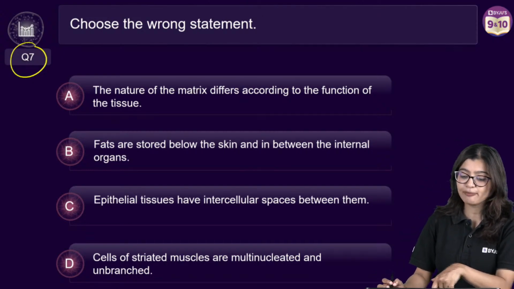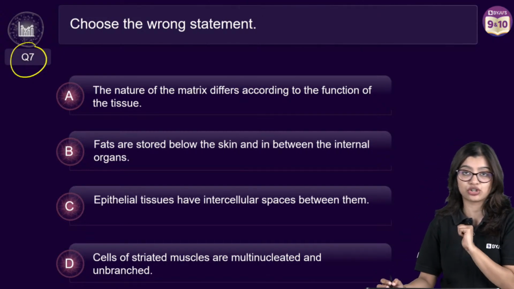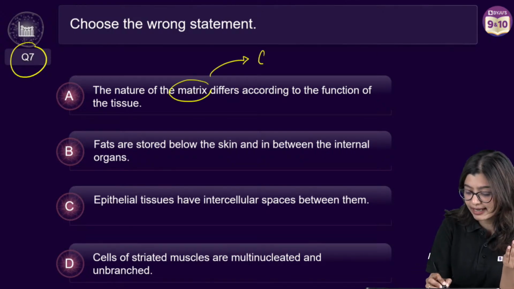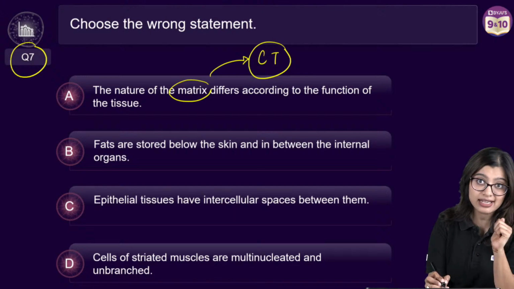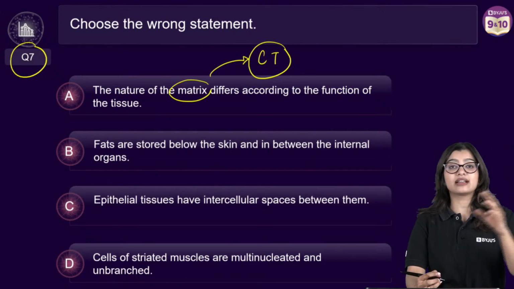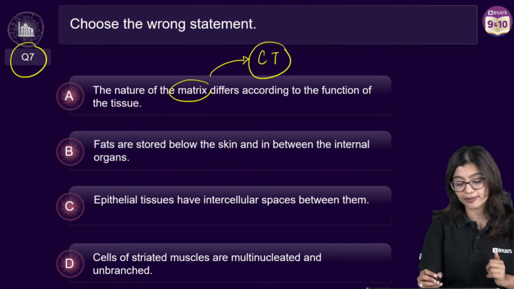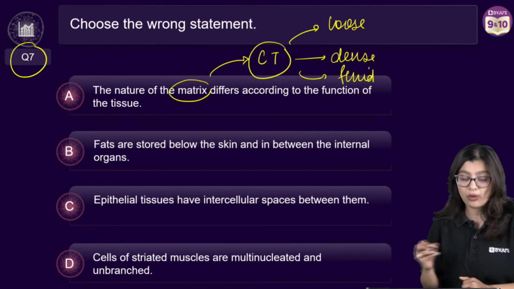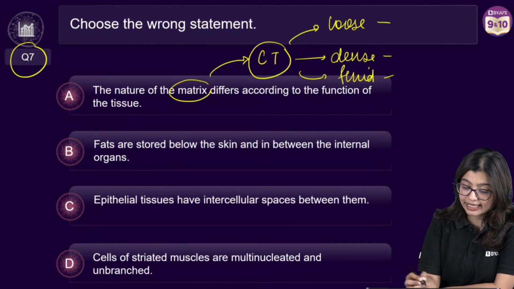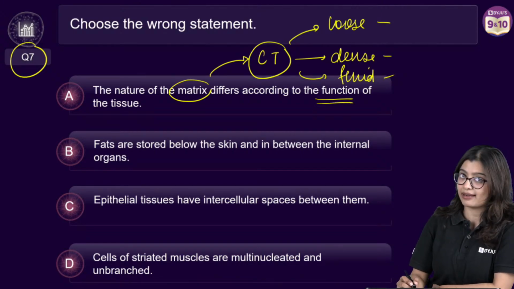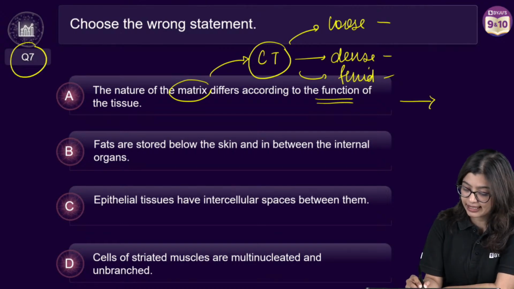The nature of matrix differs according to the function of the tissue. Now, the concept of matrix comes in when we look at connective tissue. Connective tissues are those tissues which are extensively found in our body and connect and bind different parts of our body together. We have loose connective tissue, dense connective tissue, and fluid connective tissue. What is different is the matrix, and the nature of matrix depends upon the kind of function they carry out. So, yes, this statement is true.